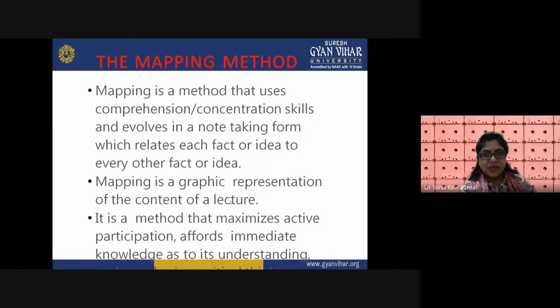Now students, let's understand another method, that is the mapping method. Firstly, we had seen concept mapping. Now this is the mapping method, and this is a little different. Mapping is a method, students, that uses comprehension or concentration skills, your attention skills, and evolves into a note-taking form which relates each fact or idea to every other fact or idea. Whatever you are writing, it is connecting with another idea also. So you are not losing everything. It means you are not keeping things loose, and you are holding your content very tight by connecting each fact with the others.